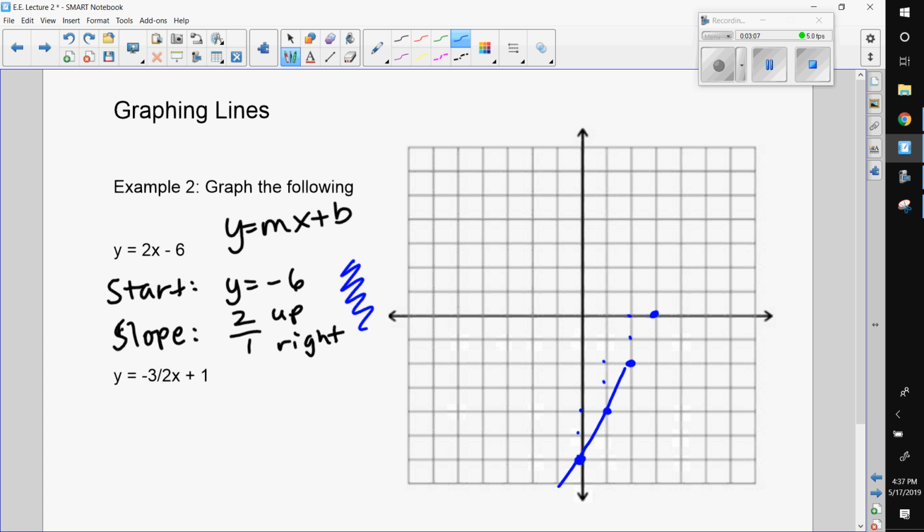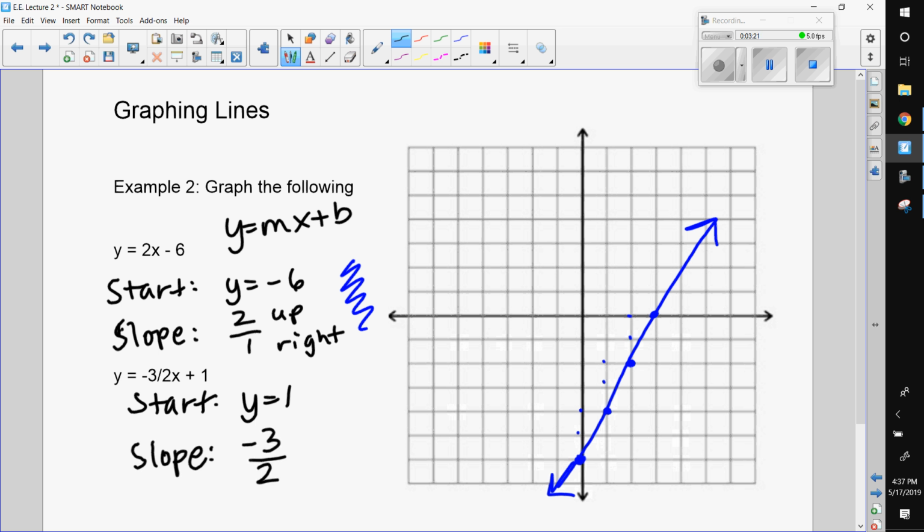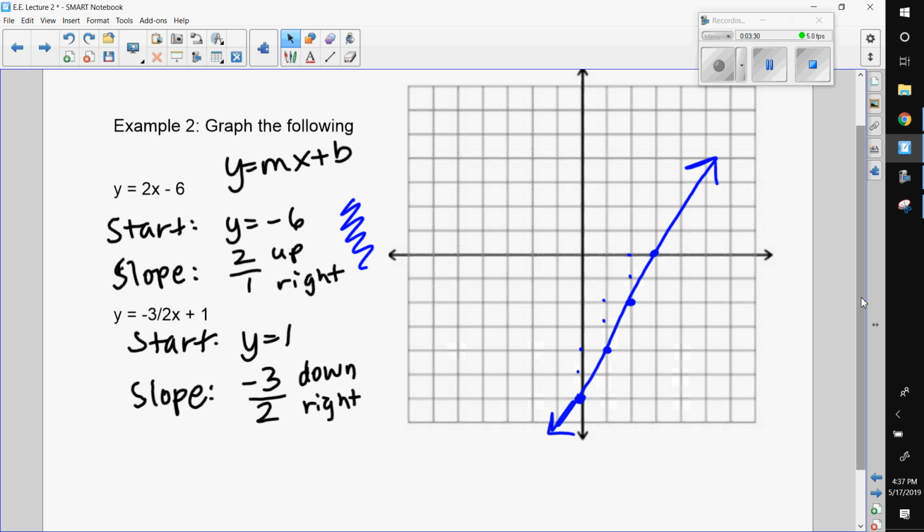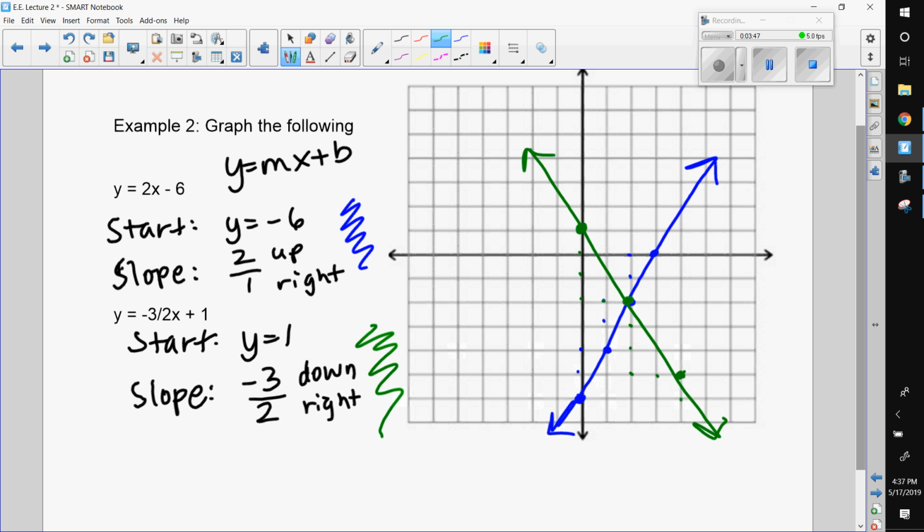Up 2 and to the right 1. You just need a couple points, and then you're going to put your line through. Same thing for this one here. I start at y equals 1. I've got a slope of negative 3 over 2, which means I'm going to go down and to the right. So the top number, the positive or negative, changes your up and down. You're always going to the right. I'm going to do this one in green. I go 1, 2, 3 down, and over to the right 2. And then I've got plenty of points, and I can go from there.